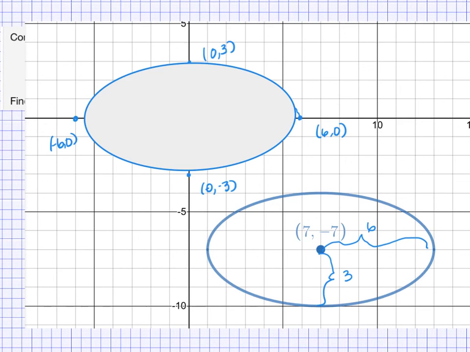Now, if I have maintained that same a value and that same b value, then the equation of my ellipse that's been translated back to the origin should be x squared over my distance from the center to my major, which is 6 squared, plus y squared, and then that distance must still be maintained, so it must be 3 squared, is equal to 1. So my equation is x squared over 36 plus y squared over 9 has to equal 1. And that is the equation of my ellipse that has been translated back to the origin.